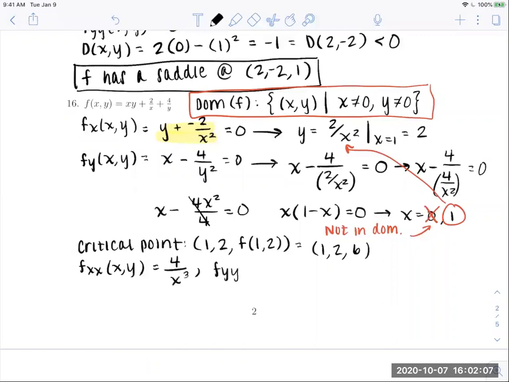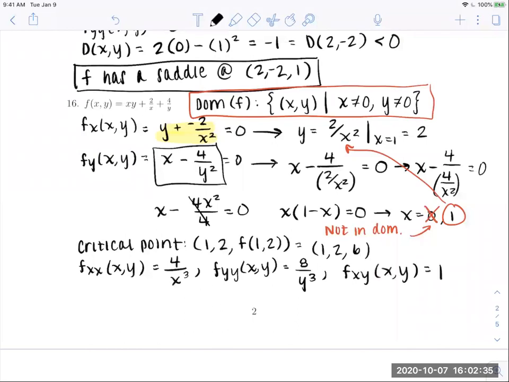Let's do the same for f sub yy. Now looking up at this derivative, the x term goes to 0. And similar here, when I take the derivative of negative 4 over y squared, this is going to give me a positive 8 over y cubed. And finally, let's find the mixed second order partial. That one just gives me 1.